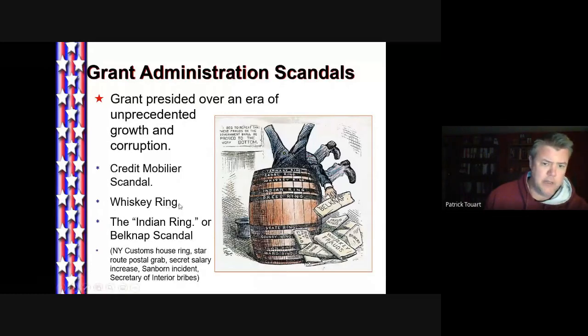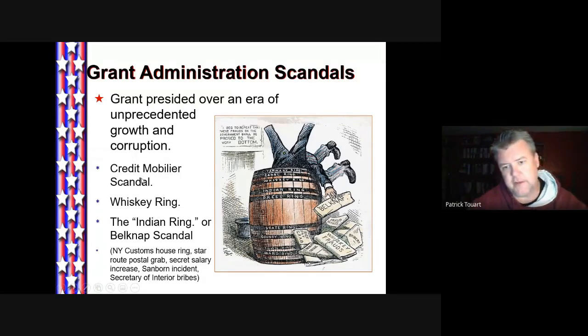The next was the whiskey ring. There was an excise tax on whiskey. I don't know exactly when they had brought that back from the Hamilton era, but of course it's easy to tax alcohol, so a fairly easy excise tax to put on. And the secretary who was running this, keeping up with this, basically just pocketed the money personally.